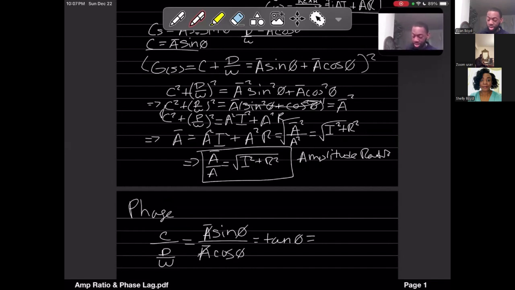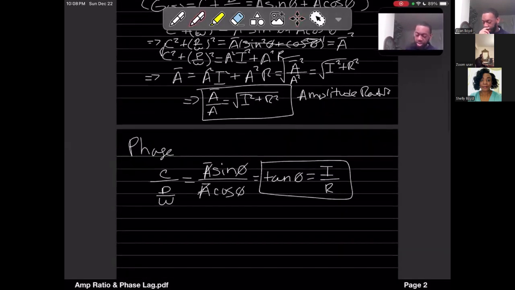Which we also know, again, is C divided by D. We know that C in our transfer function formula is equal to I, and we know that R is equal to D, so you have I divided by R. So this is the part that we are looking at right here. If we want theta by itself, because that's how we calculate our phase lag, we basically move tan to the right-hand side. So we do the inverse of tan, arctangent. So theta is equal to arctangent of I divided by R.